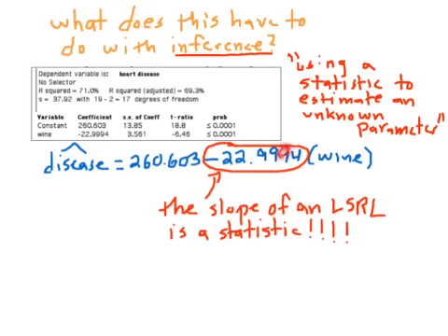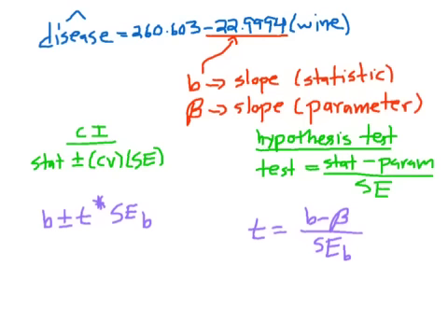It's not a parameter. So if it's a statistic, we might think, well, what is the actual unknown parameter? And we can do inference on that. This number is calculated just from the 19 points in the scatter plot. So remember, we call this number b. b is the statistic version of the slope.